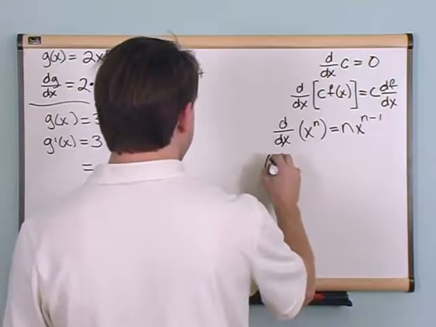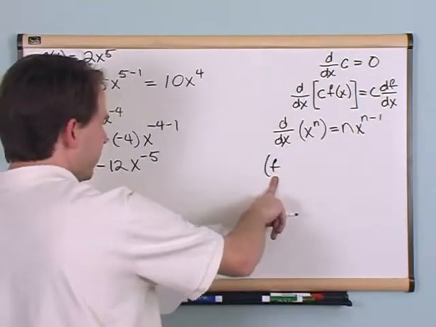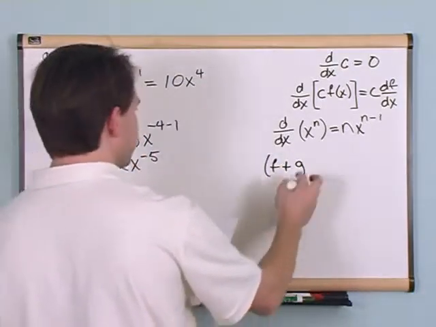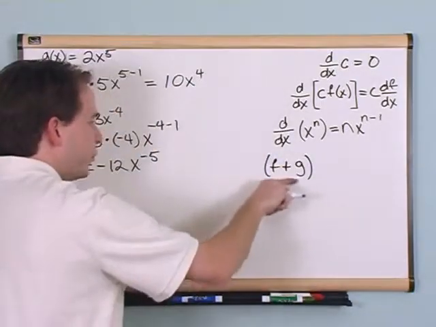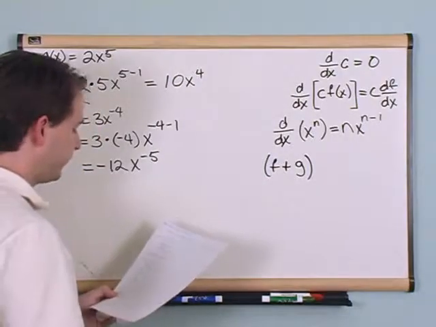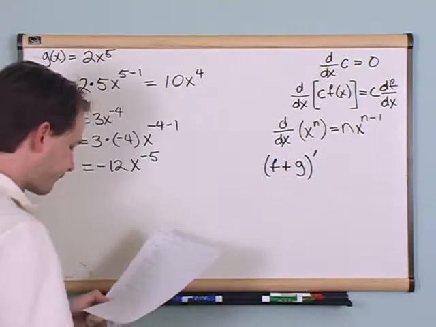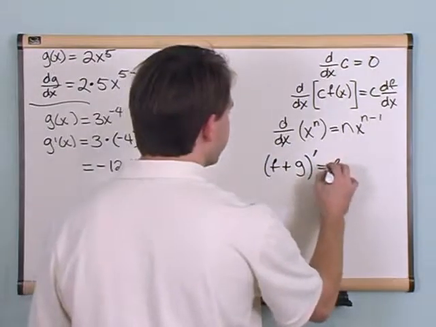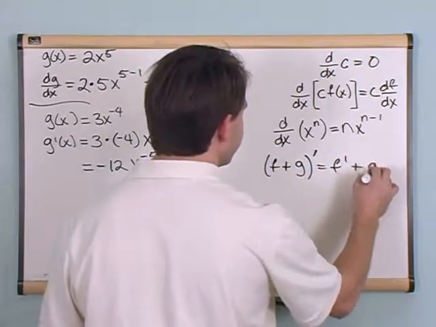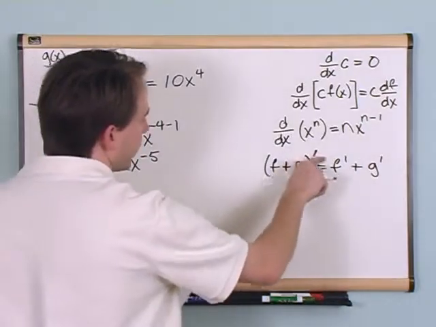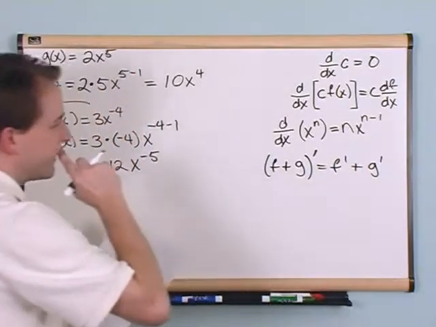If you have a function f, this could be a function of x, plus a function g, so it's the sum of two different functions of x, and you take the derivative of that sum, that's just equal to the derivative of f plus the derivative of g. So anytime you have two functions here, you take the derivative of each one separately, and you add them up.